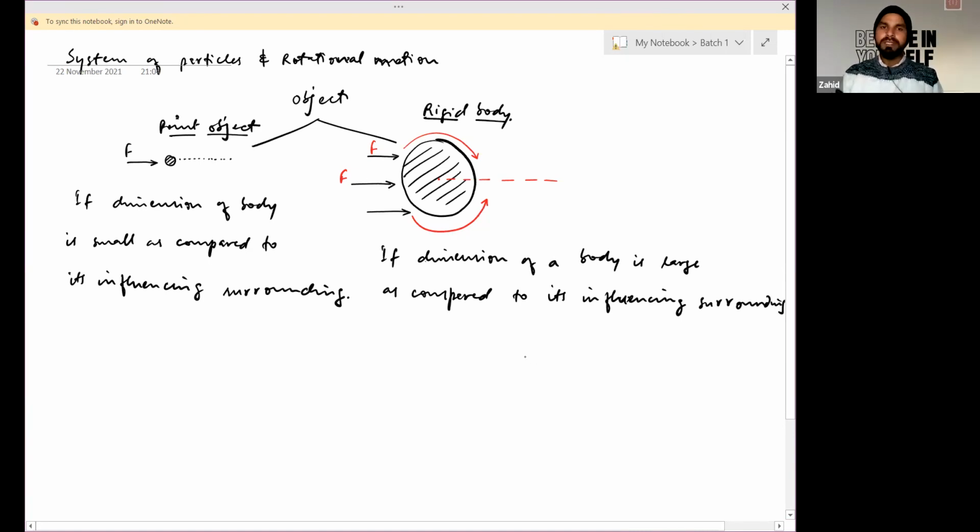Now from this we can conclude a point object will move only in one sense, but a rigid body will move depending upon the action of forces and the point of application of force. Now, first write it down till this part.